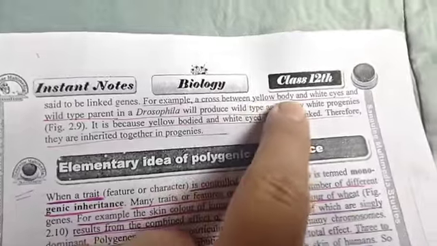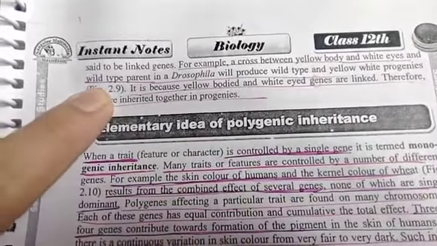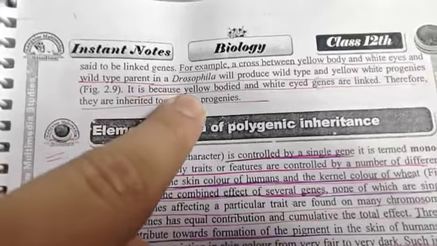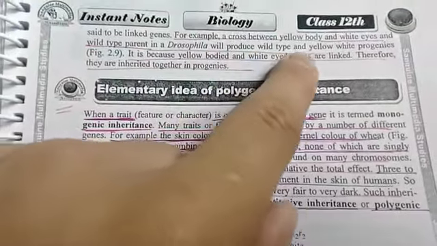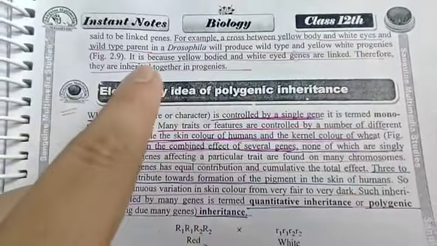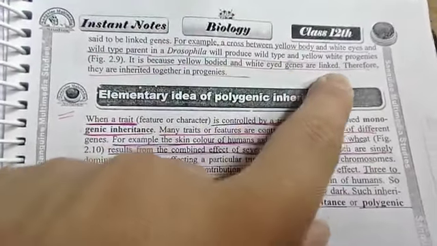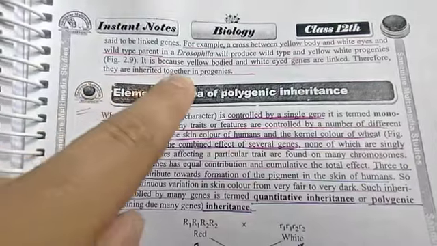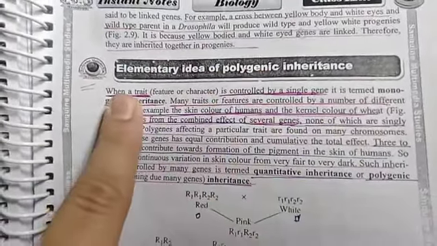For example, a cross between a yellow-bodied, white-eyed parent and a wild type parent in Drosophila will produce wild type and yellow white progenies. It is because the yellow body and white eye genes are linked, therefore, they are inherited together in progenies. Elementary idea of polygenic inheritance.